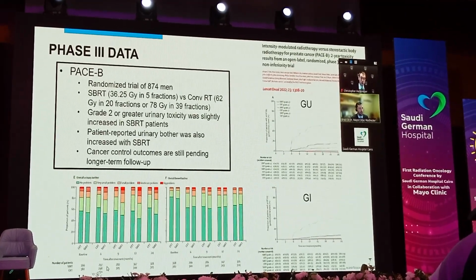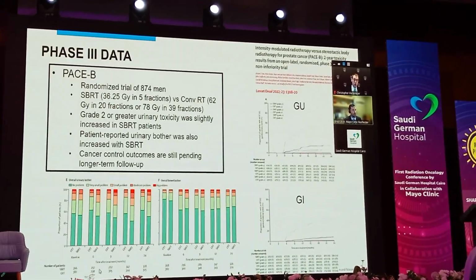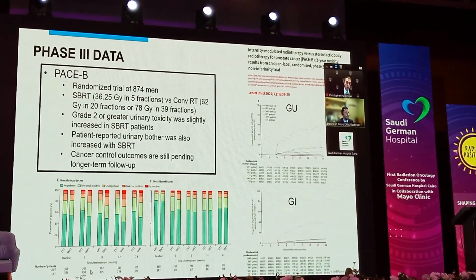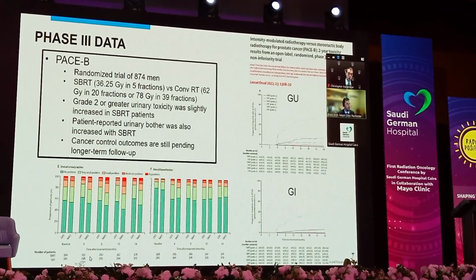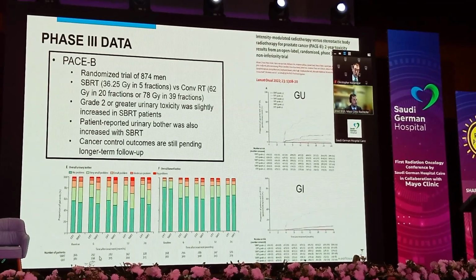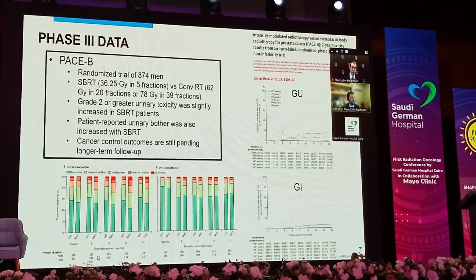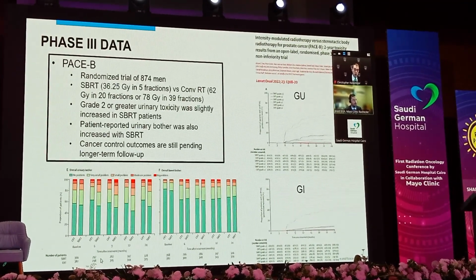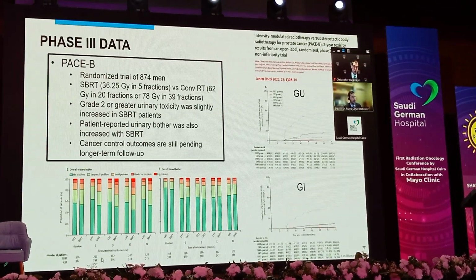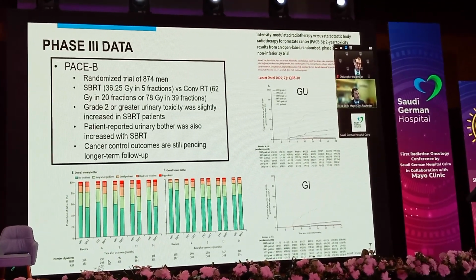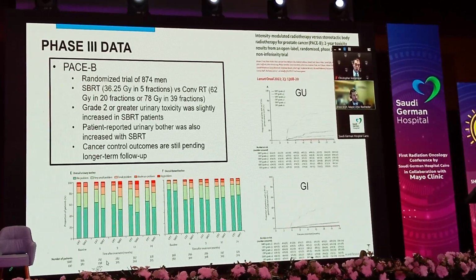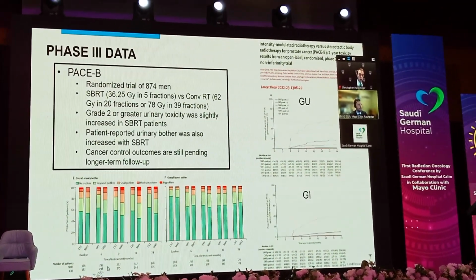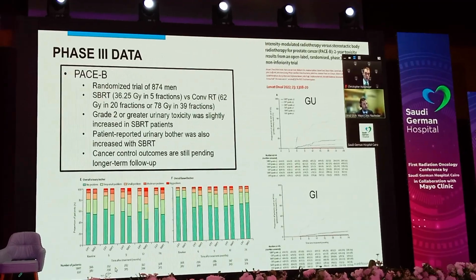review some published data. So this is the PACE-B study, which was performed primarily in the United Kingdom, but did have some Canadian centers participating as well. It was a randomized study of nearly 900 men with intermediate risk prostate cancer. The comparison and randomization was between SBRT at 36.25 gray, 5 fractions, versus conventional radiation, given either as moderately hypofractionated or standard fractionated treatment. And early outcomes have been published in terms of toxicities.